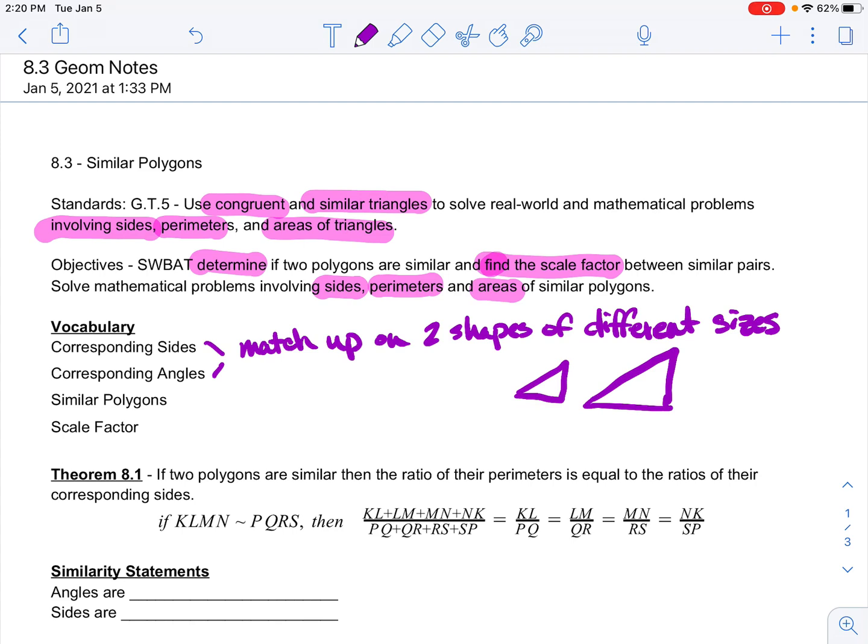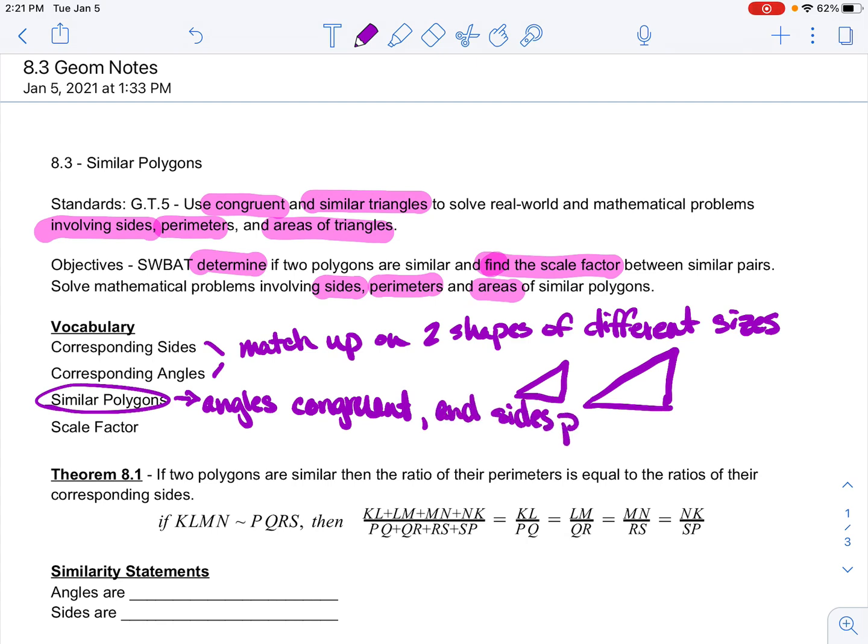When they say similar polygons, what it means is that the angles are the same, the angles are congruent, but the sides are proportional. So when they say that, you can actually just take the names. So let's say we've got triangle ABC and triangle DEF.